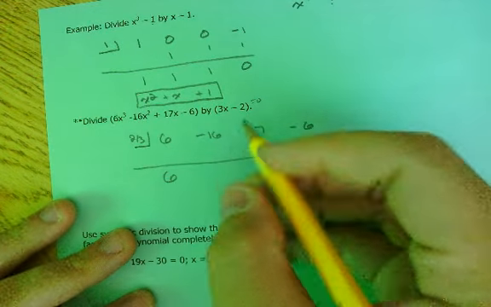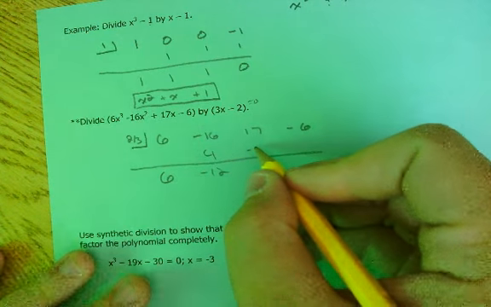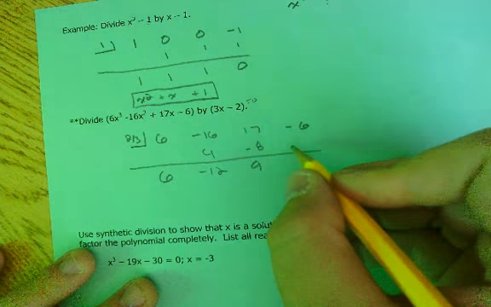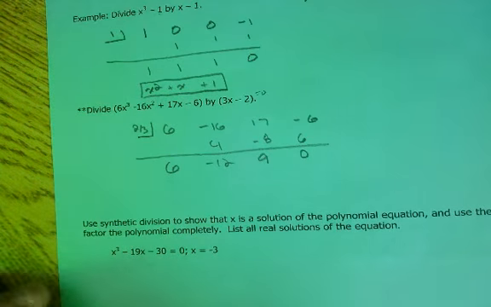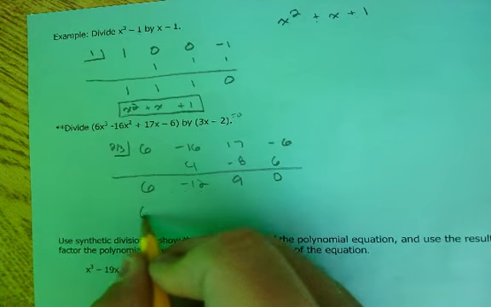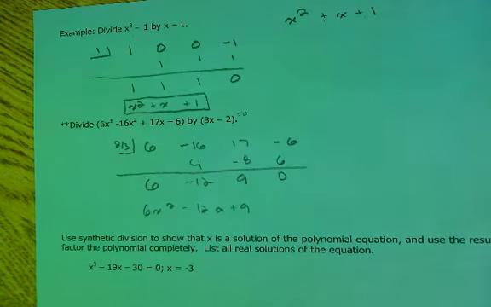All right, so we get 6, 4, -12, -8, 9, 6, 0. Okay, so we're going to get an answer of 6x squared minus 12x plus 9. That's what I got.